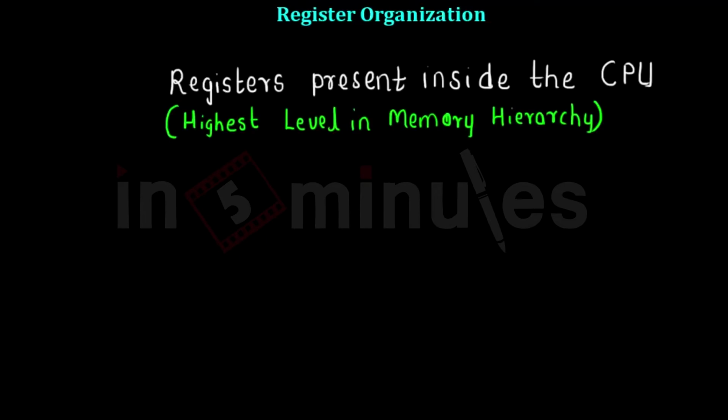In this video, we are going to study the register organization of the CPU, that is, different registers that are present inside the CPU and their functions. So first of all, the thing to note is that this is the highest level in the memory hierarchy, the registers which are present inside the CPU. Accessing these registers is the fastest way to perform data transfer operations. And in the memory hierarchy, they are at the highest level.